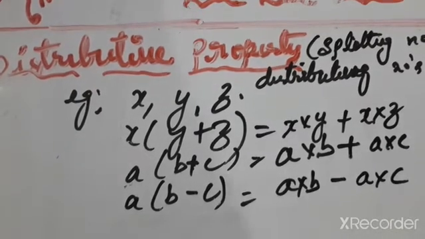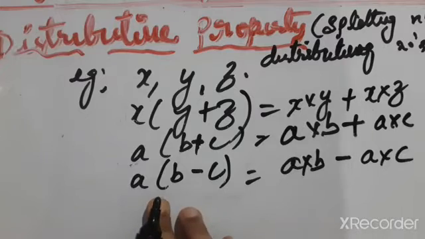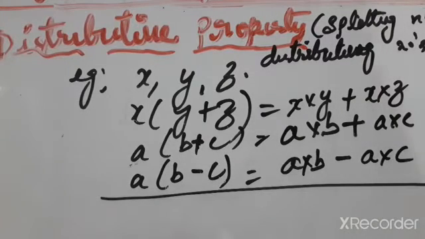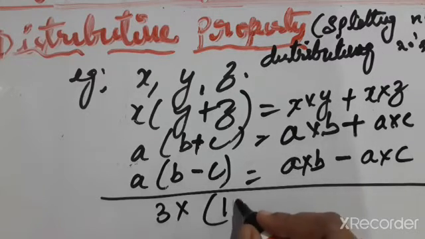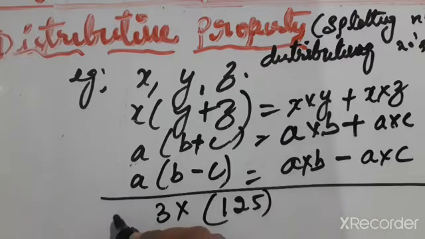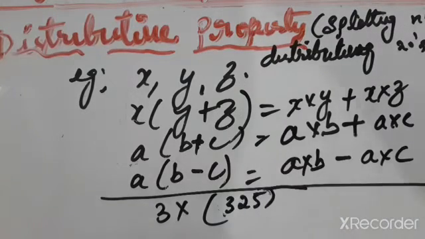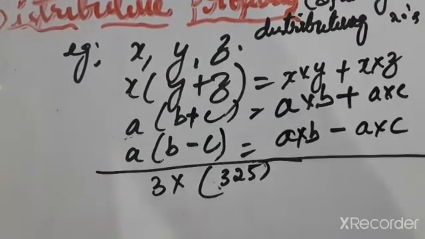And what is splitting of number or distribution? Here we are distributing letters, variables, to each number to simplify easily. One more way, sometimes we split the numbers to simplify or calculate easily. For example, 3 into 325. This is one more example of how we are splitting numbers. So how to simplify this very easily by distributive property. Here we are splitting numbers.